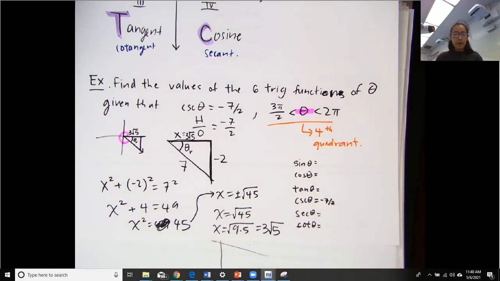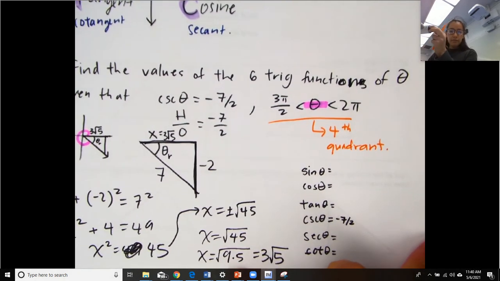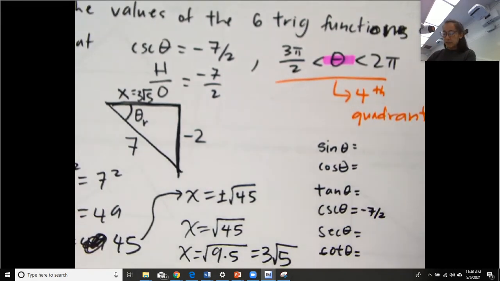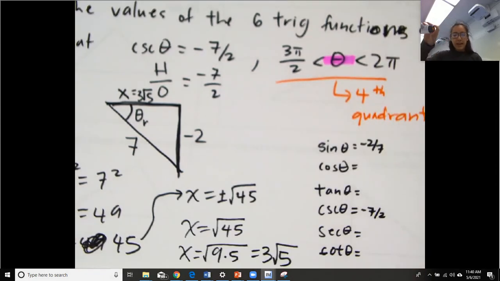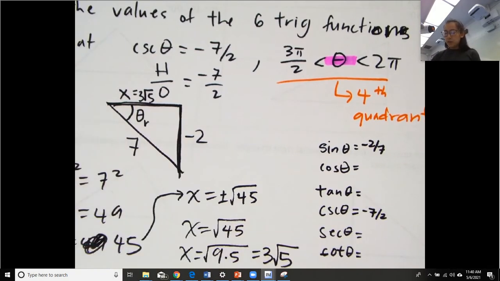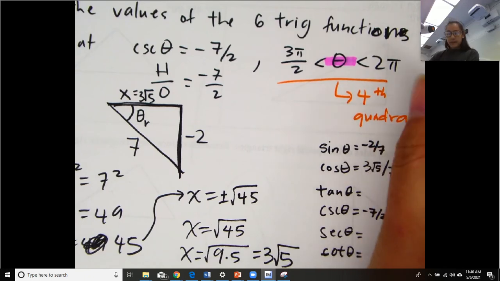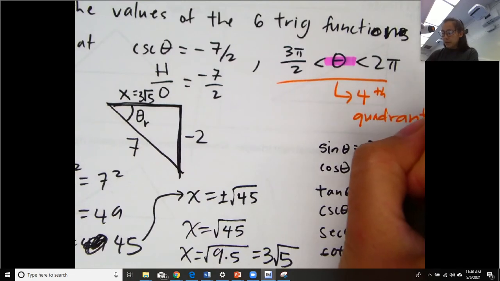Which means that you can then figure out what sine of theta is just based on flipping that to its reciprocal. So the reciprocal of -7/2 is -2/7, so that's sine of theta. And then for cosine of theta, that'll be adjacent over hypotenuse, which is 3 root 5 over 7. Tangent of theta is opposite over adjacent, and so you have -2 divided by 3 root 5.